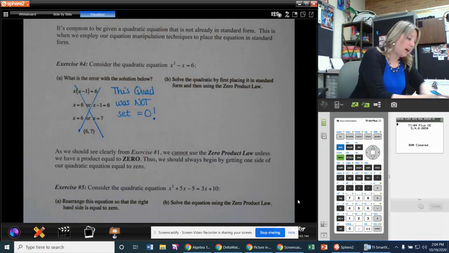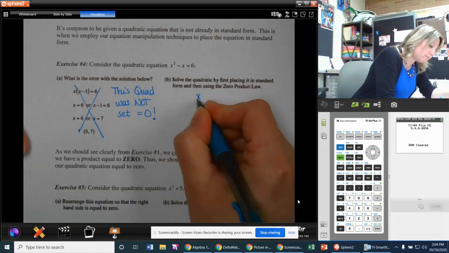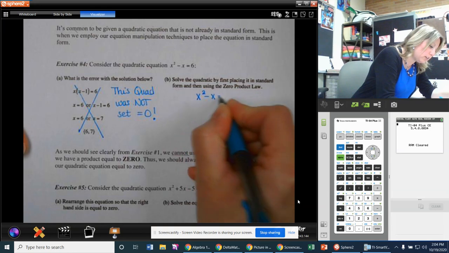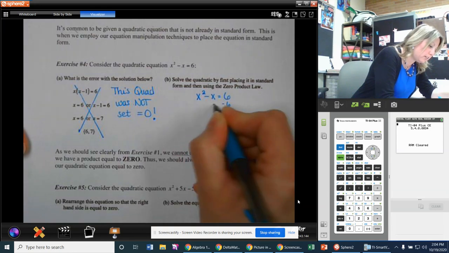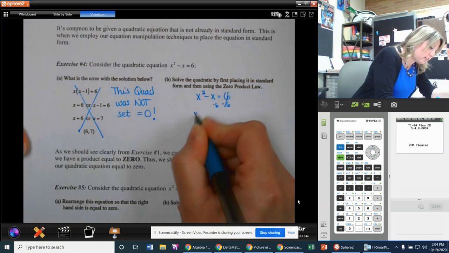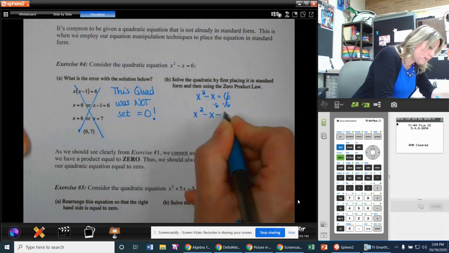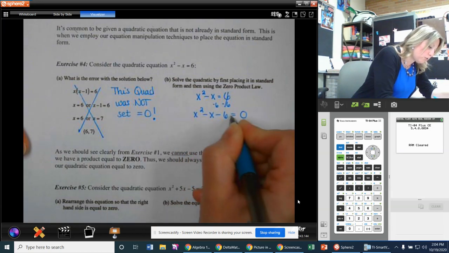So instead, let's do it correctly. x squared minus x equals 6. Well, let's subtract 6 from both sides of the equal sign. Let's get that sucker set equal to 0, right? Am I right? Of course I am. It's me.